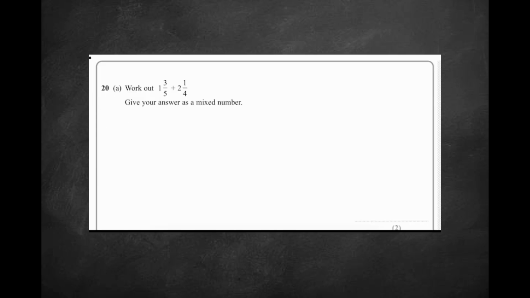Another example here, work out 1 3/5 plus 2 1/4. Give your answer as a mixed number. So this one, as you can see, is a later question on the paper and is worth 2 marks. So if I was doing this question, I would first convert the 1 3/5 and the 2 1/4 into top-heavy fractions. So 1 3/5 is just the same as saying 5/5 plus 3/5, which would be 8/5. And 2 1/4 is the same as saying 8/4 plus 1/4, which is 9/4.